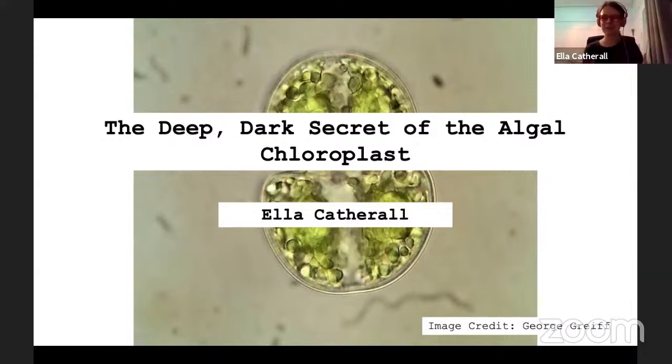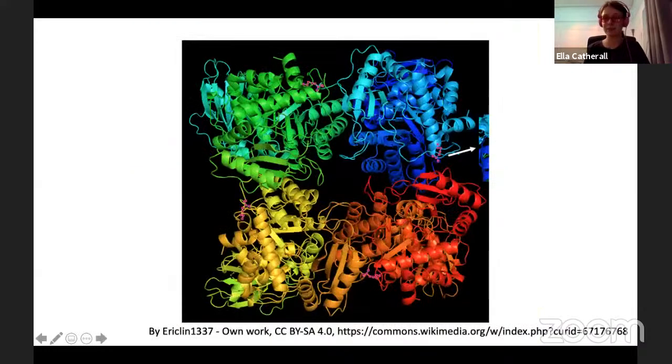But before I properly go into the pyrenoid, it's worth me talking about why it is that it needs to exist in the first place. The main reason for this is this enzyme here. This is Rubisco, and it's bad at its job, which I relate to on a personal level.